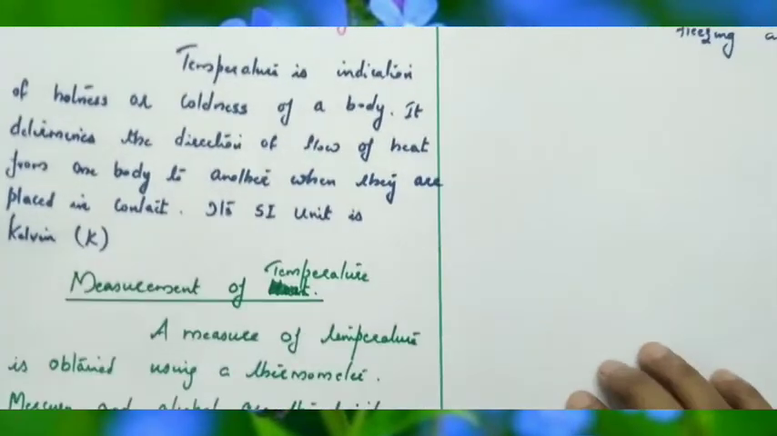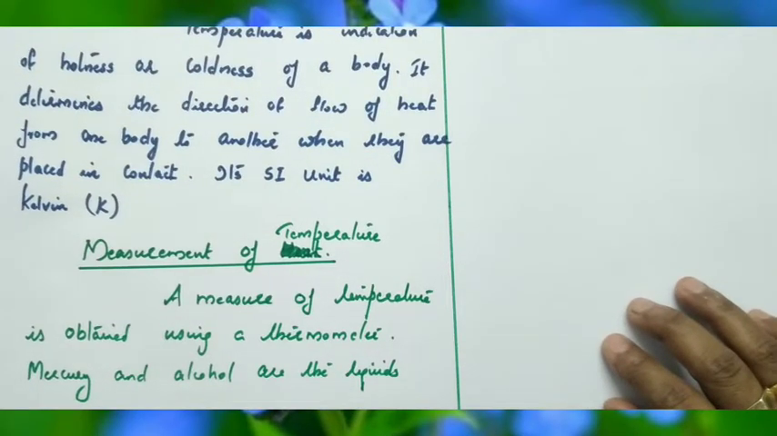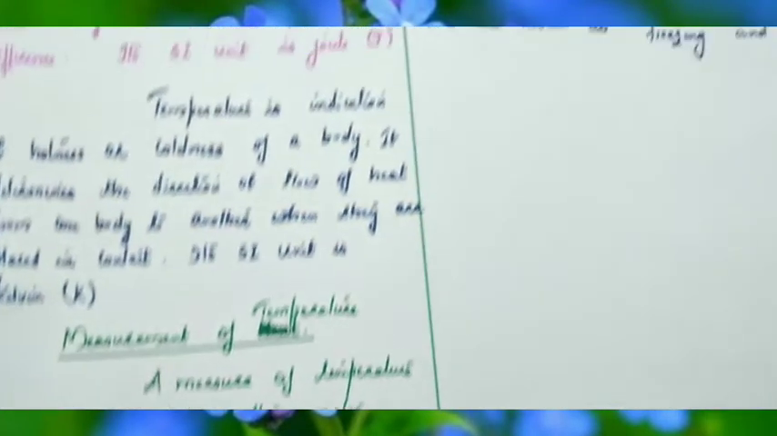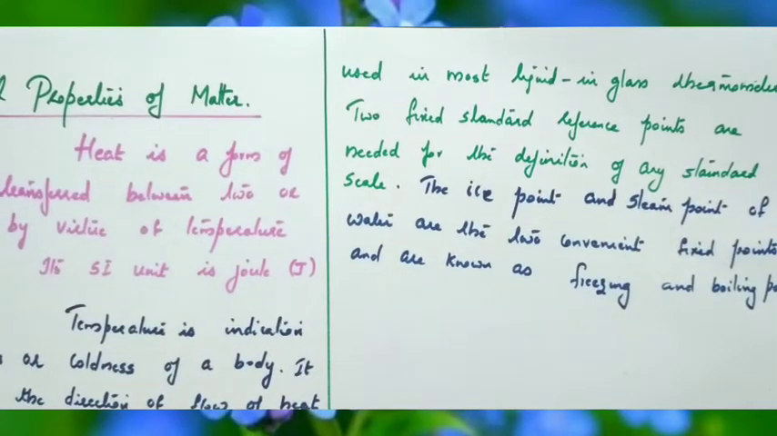Now we can study the measurement of temperature. Temperature is usually measured by using a device called a thermometer. And what are the commonly used liquids in a thermometer? Mercury and alcohol. Mercury and alcohol are the liquids used in most liquid in glass thermometers.